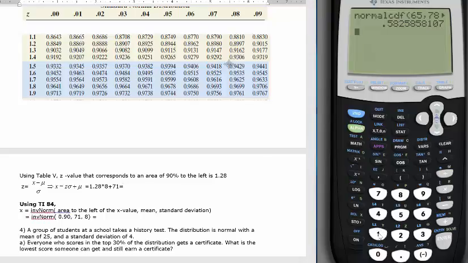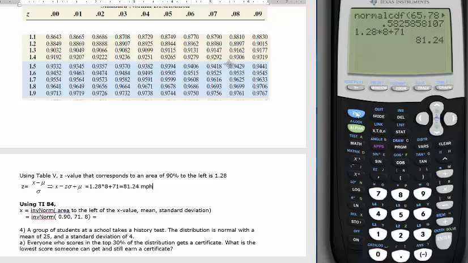So we have 1.28 times 8 plus 71, enter. So that would be 81.24 miles per hour. Okay, using the calculator. Let me show you how to use the calculator. If you are given the probability, how to find the x value, not even the z-score. It will give you the x value right away. That's the beauty of this.